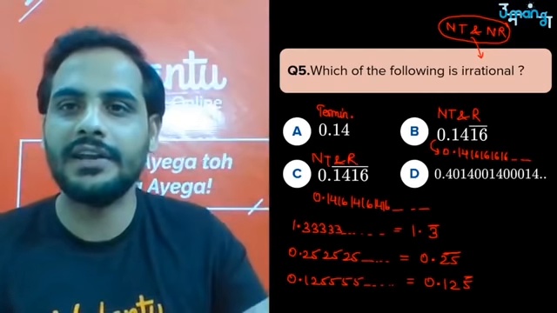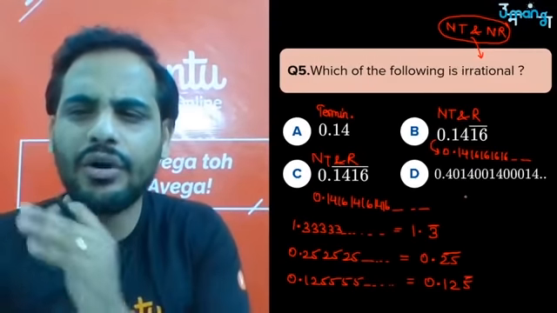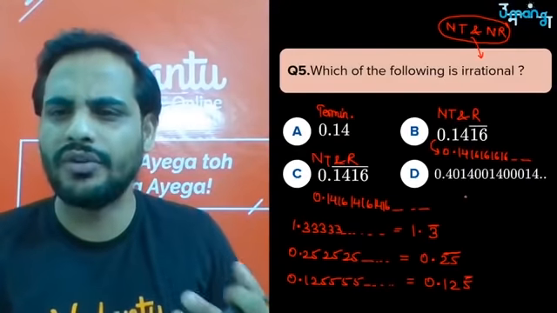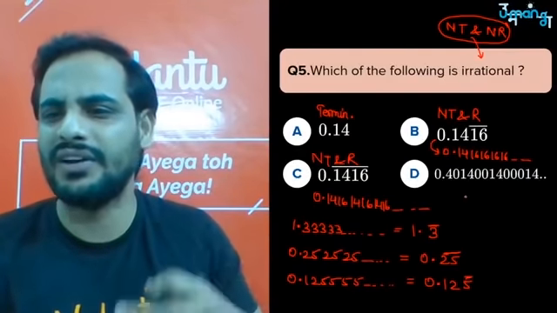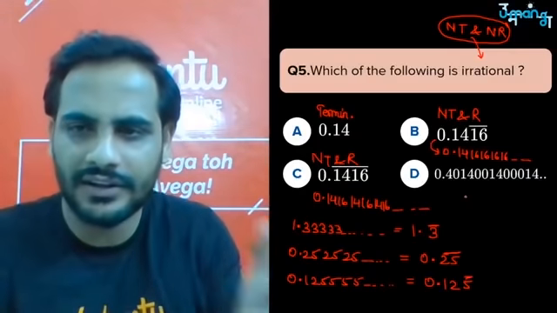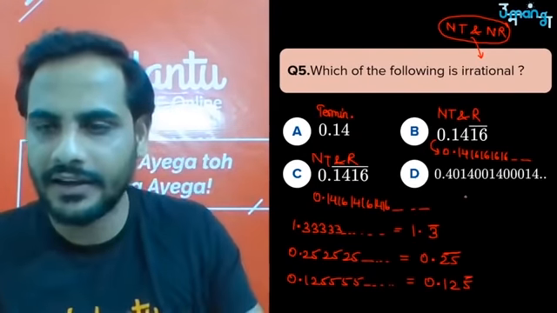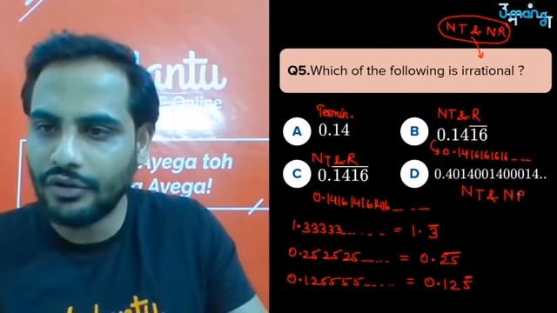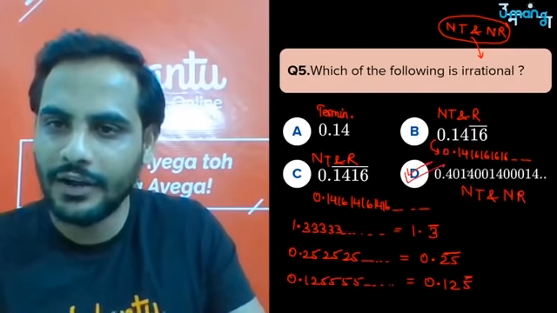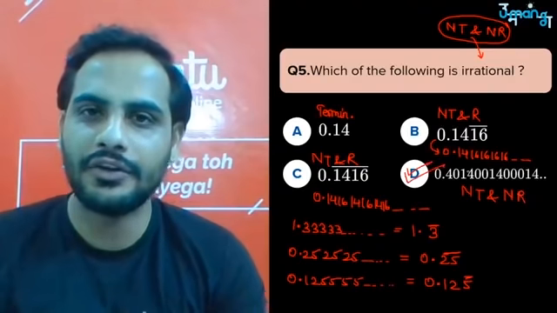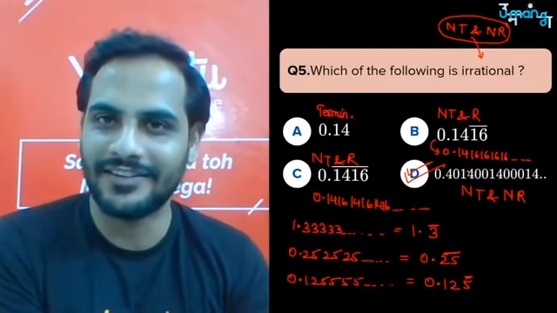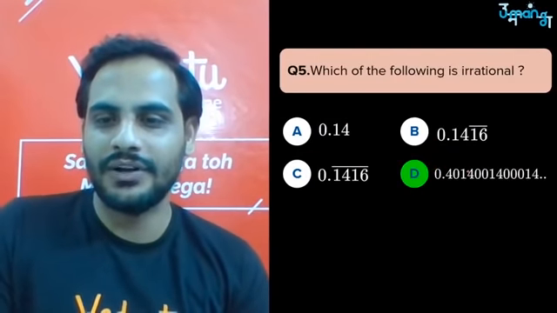But in option D, you will see that I cannot place a bar anywhere, because the same digits will never repeat. 401 400 140, there is no pattern at all. Nothing is repeating itself again and again. So option D is an example of a non-terminating and non-recurring number. So option D will be your correct answer. Correct? Let's move to the next question.